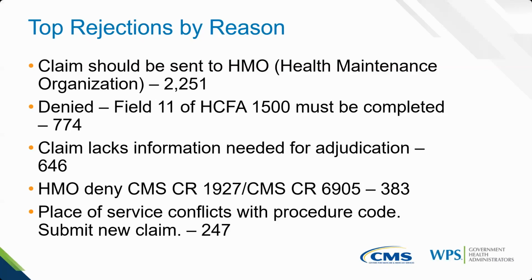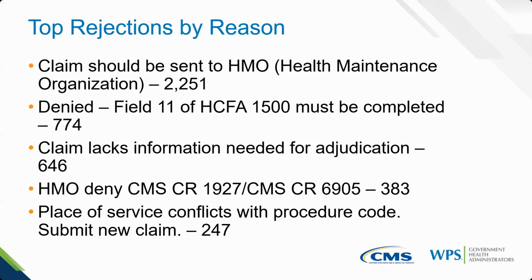Another common rejection error is that the claim lacks information needed for adjudication. This is one of those reasons that you're going to need to dig a little deeper with. Sometimes more than one reason code is placed on a claim. For those of you that are registered users of our portal, there may be additional information there. 646 claims denied, there I said a bad word, it's rejected. The claim rejected because the claim lacks information needed for adjudication.